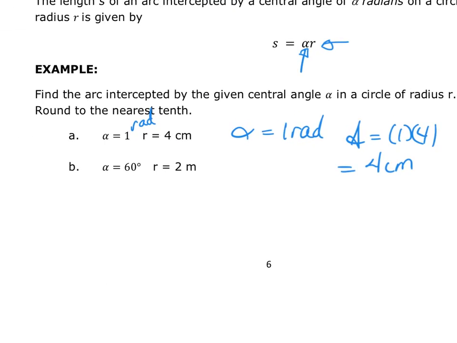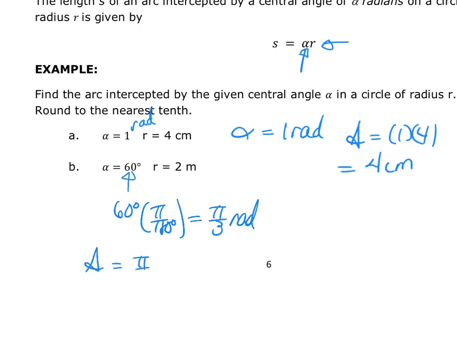So go ahead and do B. Find an arc length. And what has to happen before you can throw it into that formula? You have to convert that to radians. That is the first thing you must do. So the first thing you're going to do is convert your 60 degrees into radians. So I do 60 pi over 180, and I get pi over 3 radians. Do you all agree to that? Okay? So then my arc length is going to be equal to pi over 3, which is my alpha, times my radius, which is 2. So 2 pi over 3 meters.